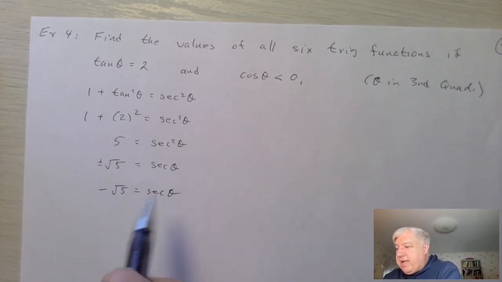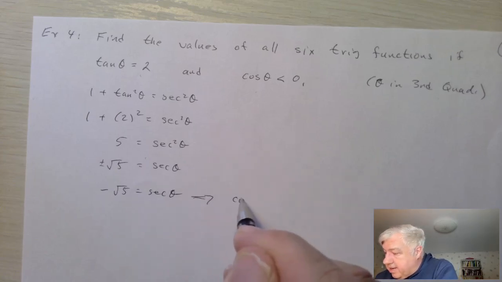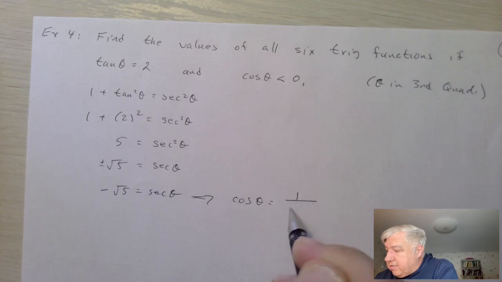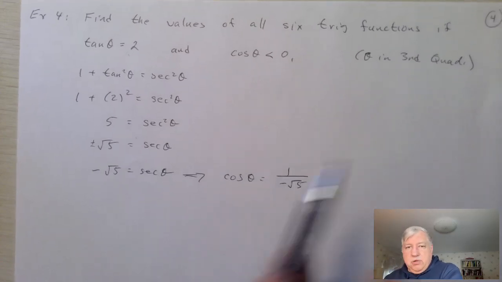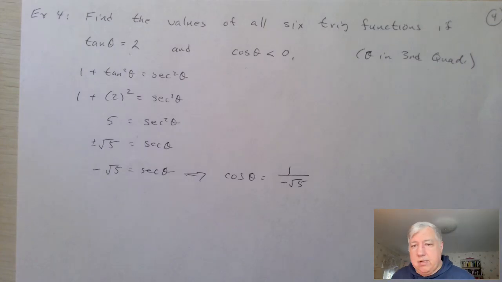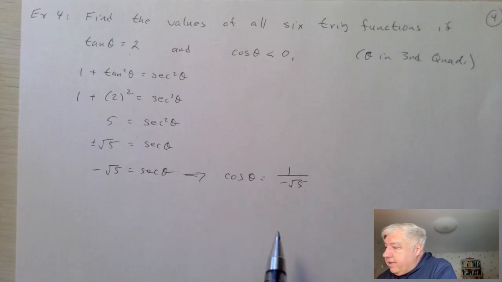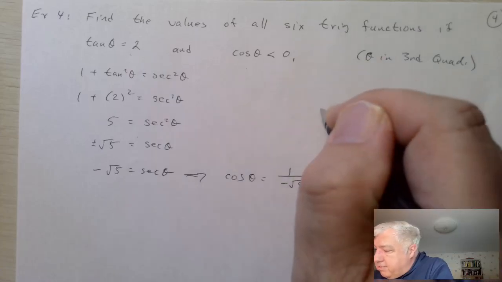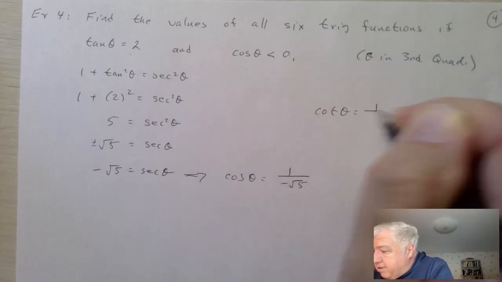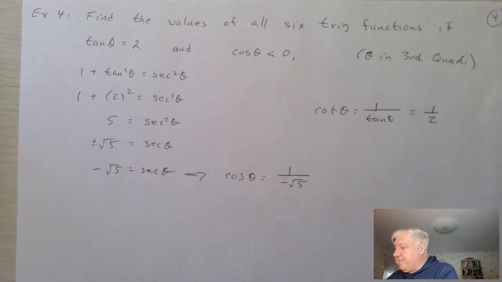Okay, and then we can take the reciprocal, and we get the cosine. So the cosine of theta would be 1 over negative square root 5. And I'll leave it to you to rationalize that. Let's say one other thing: we know the tangent is 2, so the cotangent is the reciprocal of the tangent. So that's just going to be 1/2.